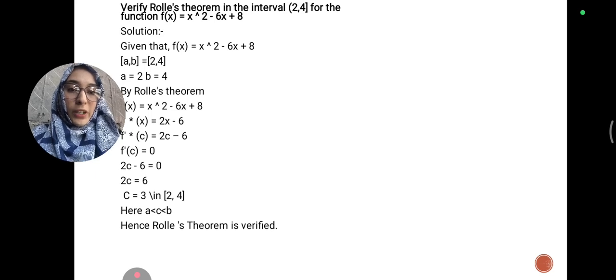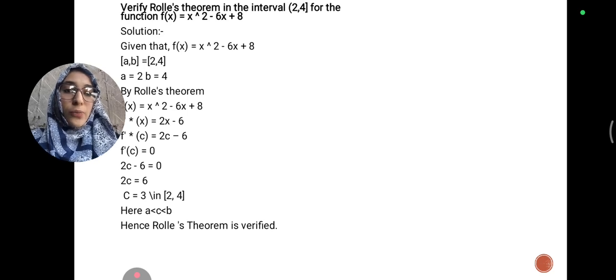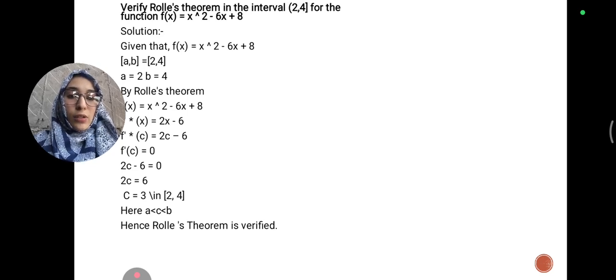So this is the problem. Verify Rolle's theorem in the open interval 2, 4 and closed interval 2, 4 for the function f of x is equal to x power 2 minus 6x plus 8. Solution: given that f of x is equal to x square minus 6x plus 8. So a comma b is 2, 4, a is equal to 2, b is equal to 4.